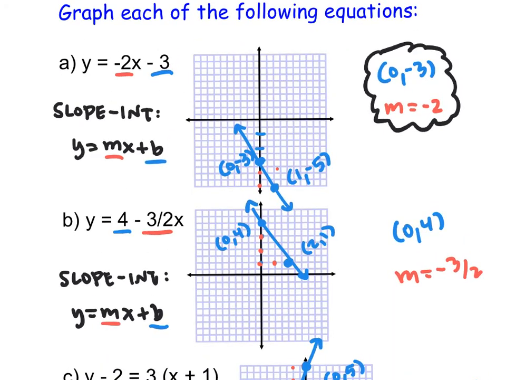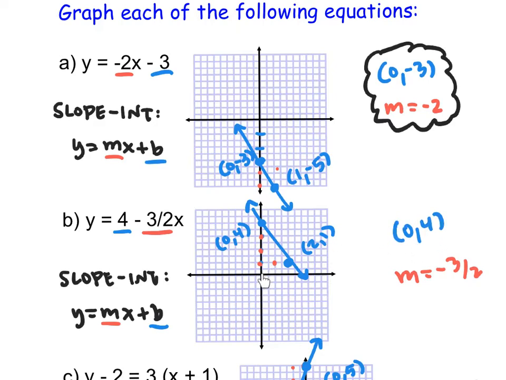Part B is unique. It's written in a very different form. However, it is going to utilize the same slope-intercept equation. So I've got y equals mx plus b. Notice that now the mx term is moved over to the right, and the b term is moved over to the left. Therefore, our slope is negative 3/2, and our y-intercept is the point (0, 4). So I'm going to utilize (0, 4) as my y-intercept.